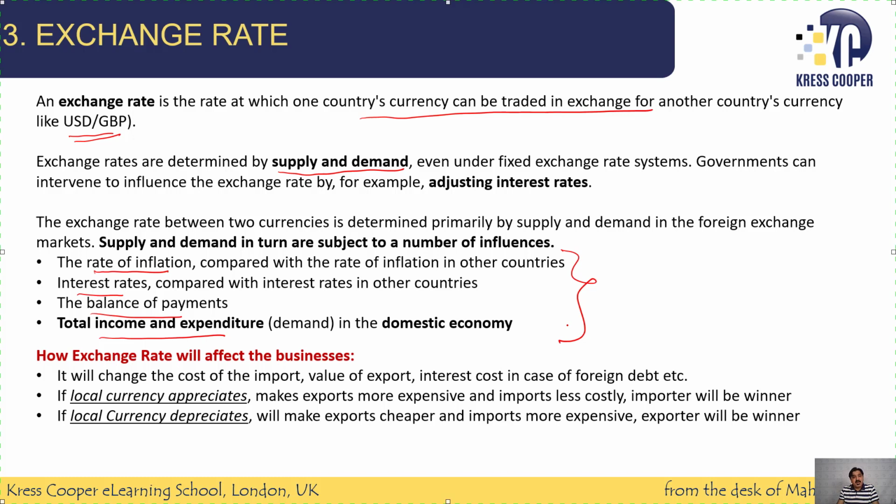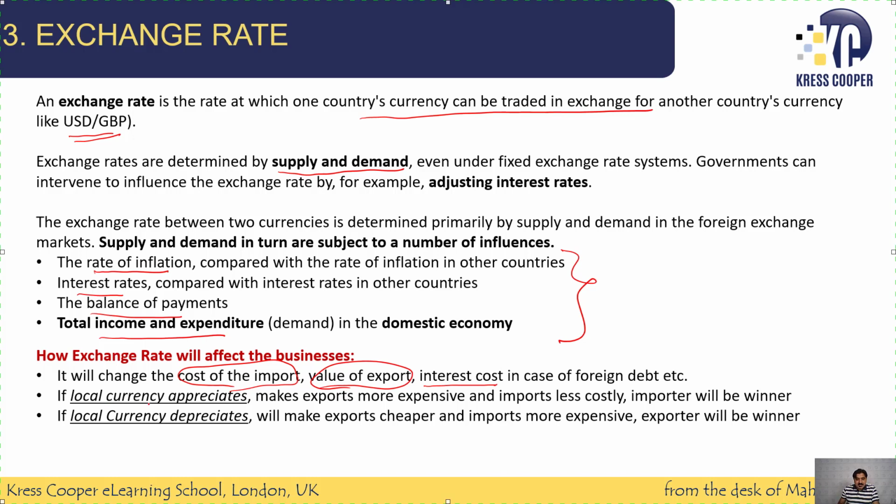These are the factors that will have an impact on the demand and supply of money. So how will the exchange rate affect businesses? Suppose the business is in importing, it will change the cost of import, value of export, interest rate. In case the local currency appreciates, it will become expensive for the people and the companies which are living out of the country.